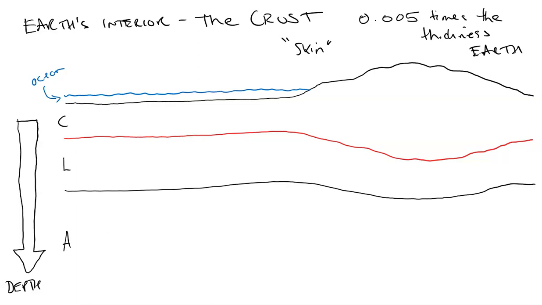The crust is, as I mentioned in previous videos, rigid. It is solid rock. It does move through convection currents and crustal movement and tectonics, but it is generally rigid.